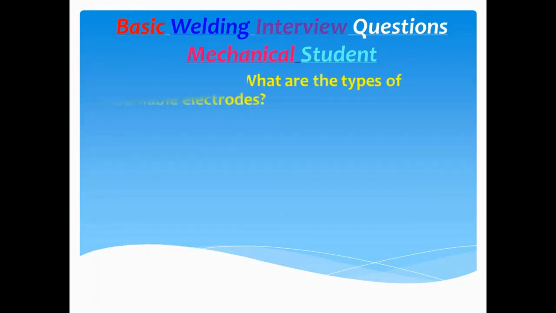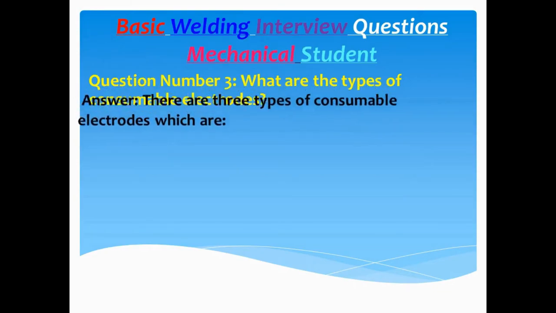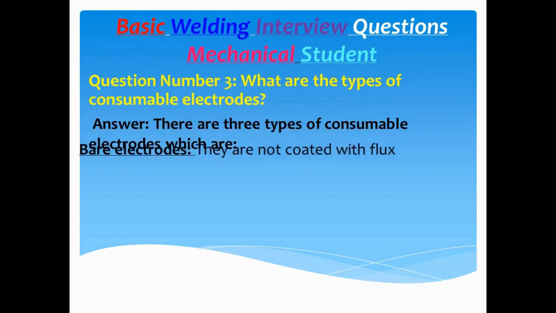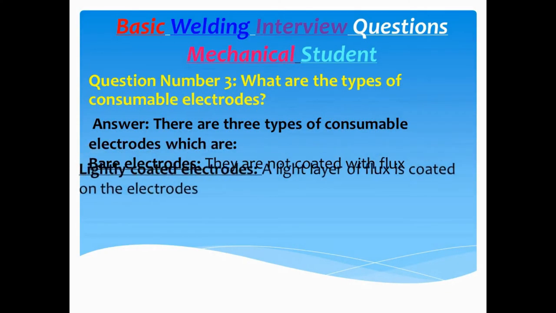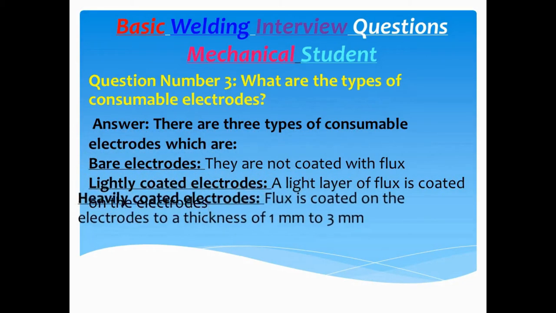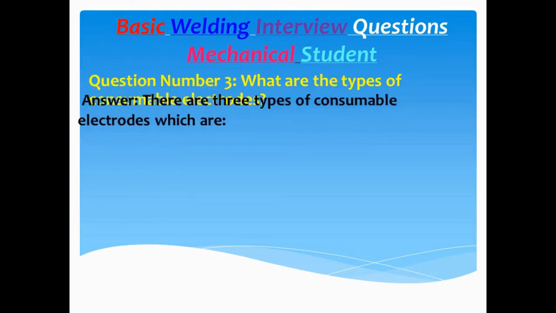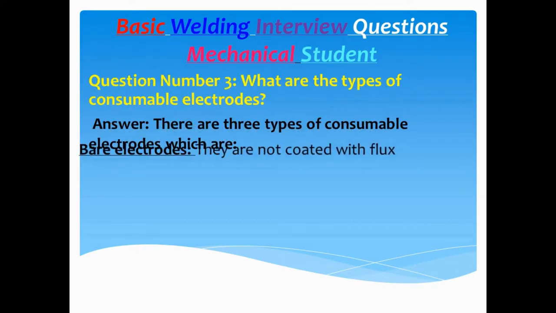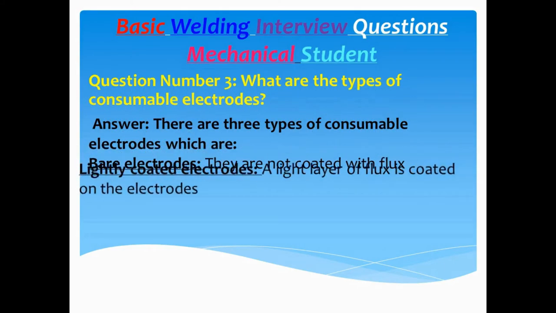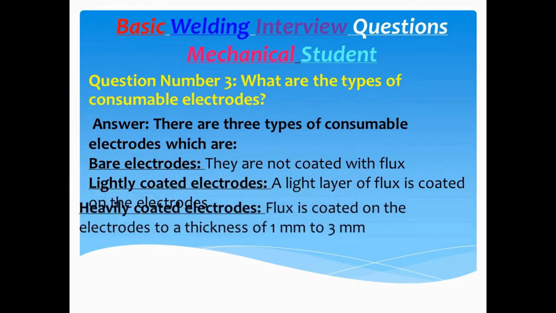Question number 3. What are the types of consumable electrodes? Answer. There are three types of consumable electrodes: bare electrodes, which are not coated with flux; lightly coated electrodes, in which a light layer of flux is coated on the electrodes; and heavily coated electrodes. Flux is coated on the electrodes to a thickness of 1 mm to 3 mm.